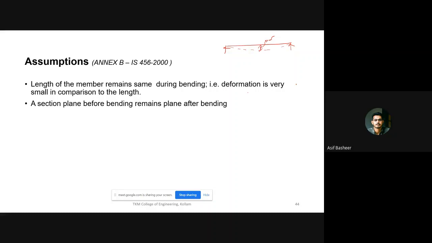Najma, is she there? Okay, I think she's not there. Then, Arjun, can you tell me what is the meaning of this? A section plane before bending remains plane after bending. Are you able to hear me? Yes, Arjun. What does that mean? Someone please comment. Yeah, Arjun, you can continue, please.